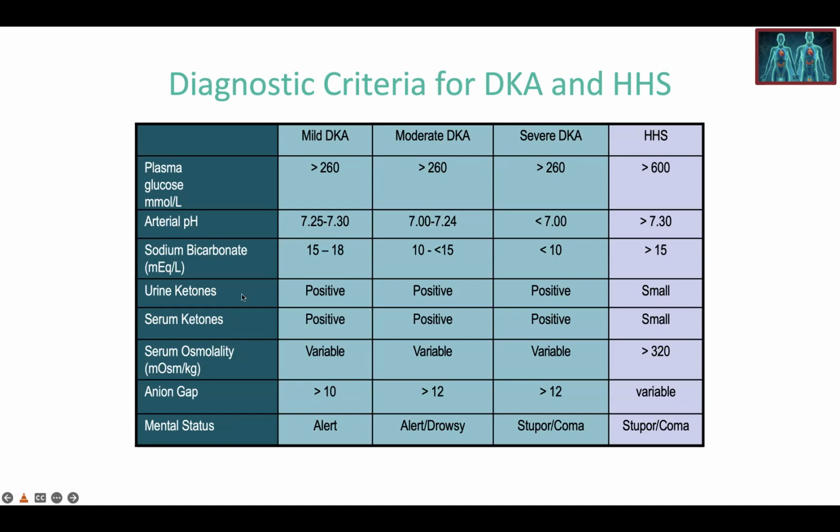Now, historically, we looked at ketones in the urine and ketones in the serum. We saw that there wasn't much when you had hyperglycemia without ketosis, and that it could be mild to severe in the urine and the serum of the person who has severe ketosis.